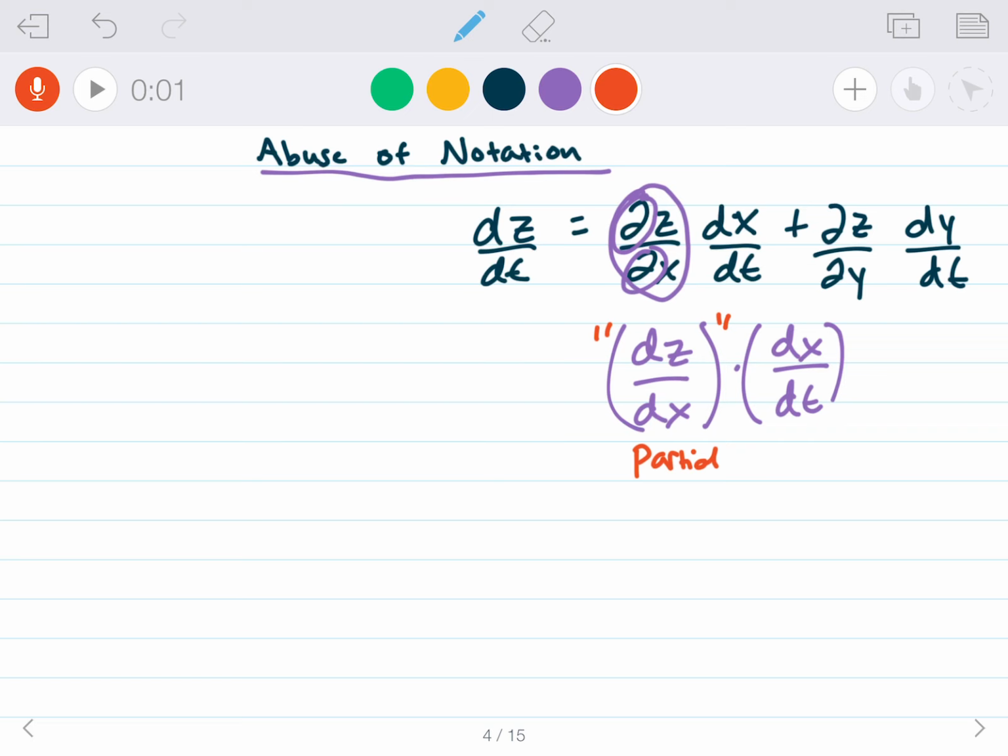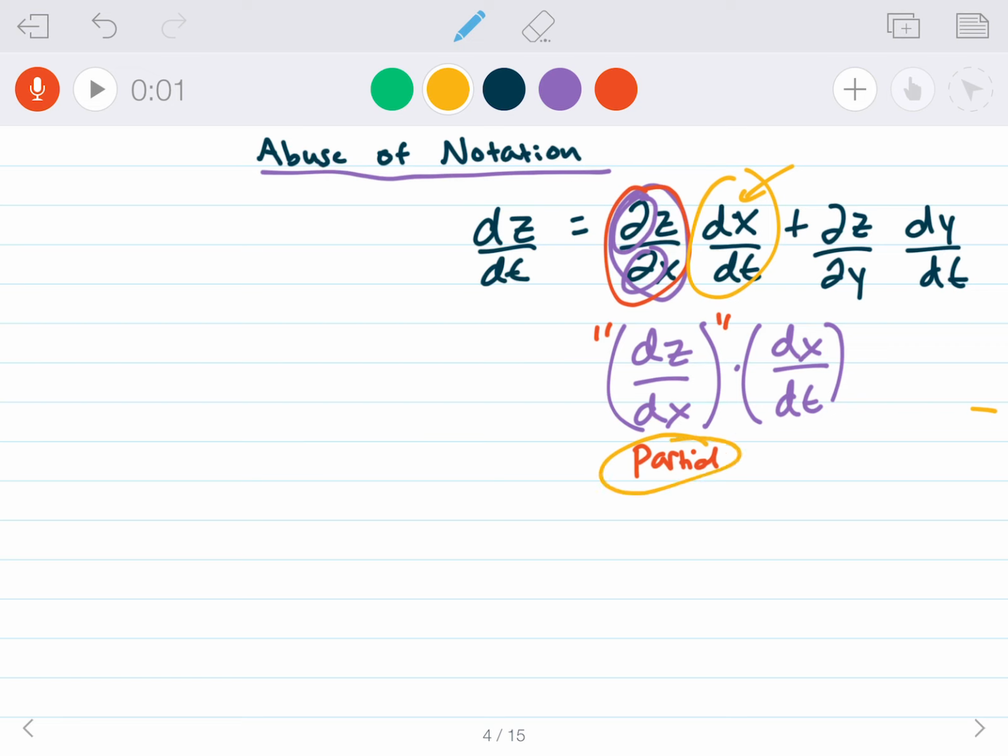What's the difference between this guy and this guy, or a partial derivative and a regular derivative with the regular d? Well, for the partial, you're going to have more than one variable in the equation. For the regular one, we only have x as a function of t. We don't have x as a function of t and something else. That's why the d is written normally like that.